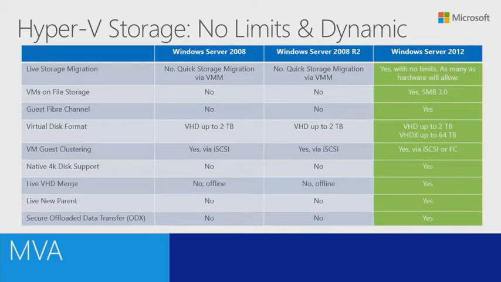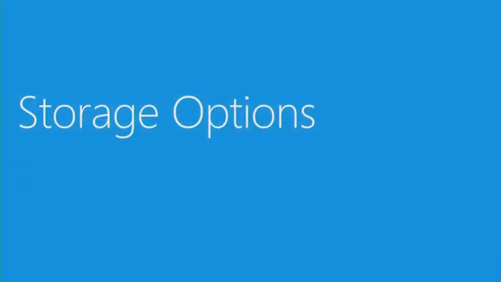What does our storage story look like in Server 2012? Pretty awesome, in fact. Live storage migration, you can do it with no limits. You can live migrate as many as you'd like. You can put VMs now on file storage with SMB3. You can use guest Fibre Channel. The new virtual disk format supports up to 64 terabytes. Guest clustering via iSCSI or now via Fibre Channel. 4K disk support, live VHD merge, live new parent, and something I'm going to get to very soon here, offloaded data transfer.